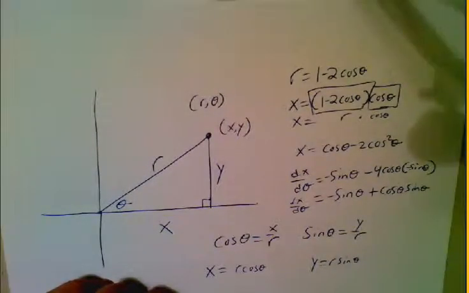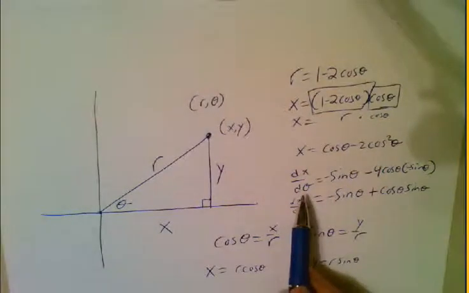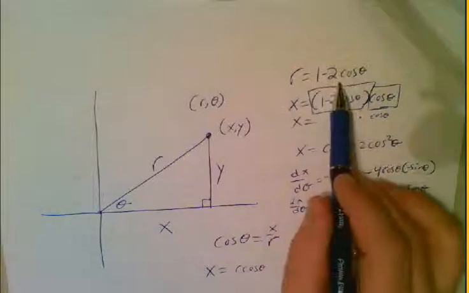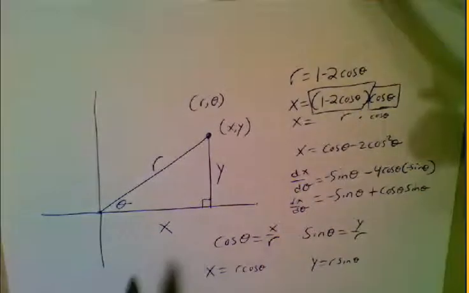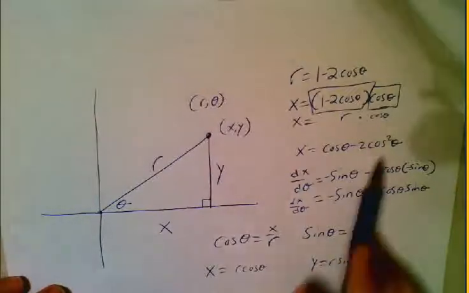Sometimes they do that, and the way to notice that is they specifically asked you for dx/dθ. They didn't ask for dr/dθ. If they asked for dr/dθ, then you would just do the derivative of this as is. And that's a little bit of old school conversion with some AP style polar bears kicker.